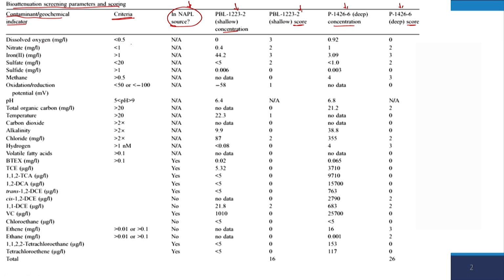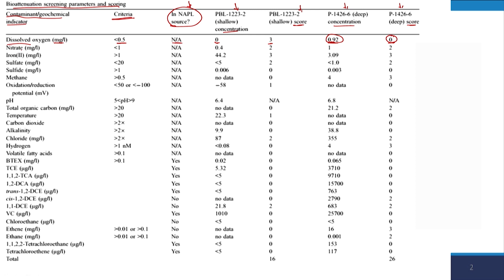So DO, dissolved oxygen: you want it to be relatively low. I guess it will not be present in the NAPL source. In the shallow well it is 0, so they assigned a score of 3, but in the deep well there is 1 milligram per liter, and that is why they assigned a score of 0 for dissolved oxygen in this particular deep well. So keep that in mind.